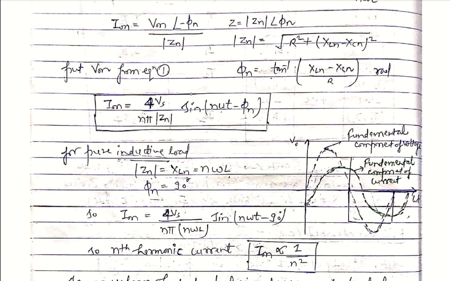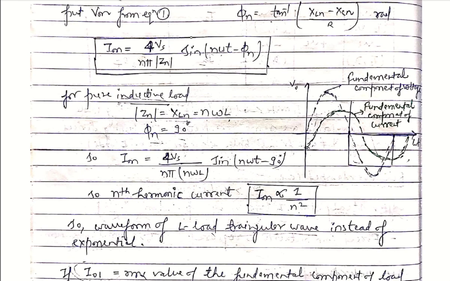And for the pure inductive load case, Zn should be equal to only XLn, which is given by n omega L. So here I am considering the inductive load case. The impedance equals just the inductive reactance, and phi n equals 90 degrees, because current lags the voltage by an angle of pure 90 degrees, because inductor voltage leads the current waveform by an angle of 90 degrees. So phi n should be 90 degrees.